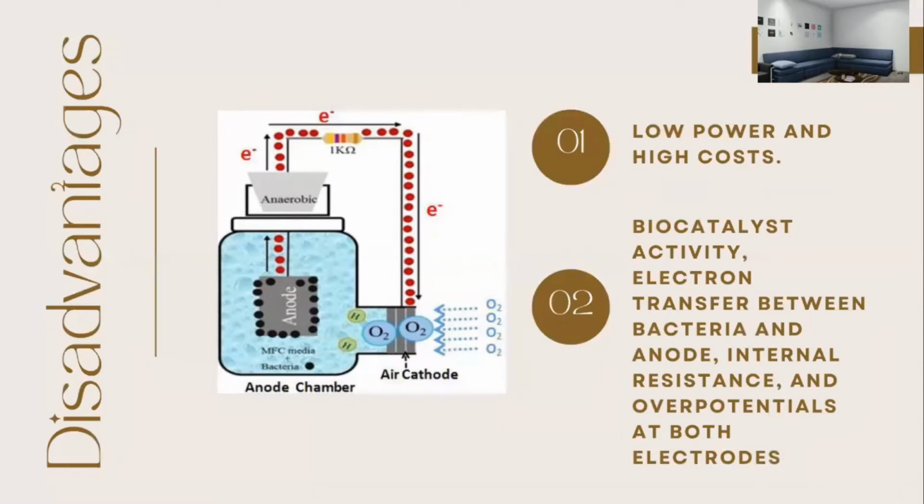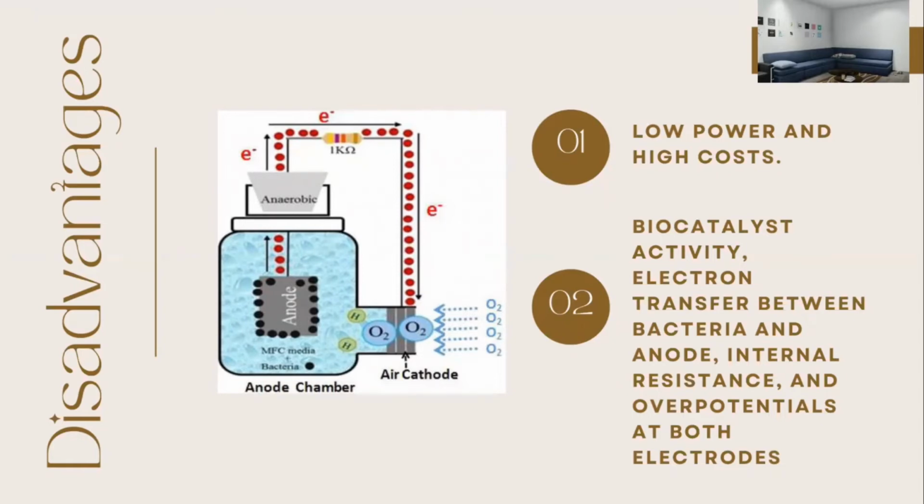The disadvantages of the microbial fuel cell. The disadvantages of using this microbial fuel cell technology is it is low power and high cost. Due to its configurations of treatment, the microbial fuel cell has an average capital cost 30 times that of the conventional activated sludge treatment system of domestic wastewater.